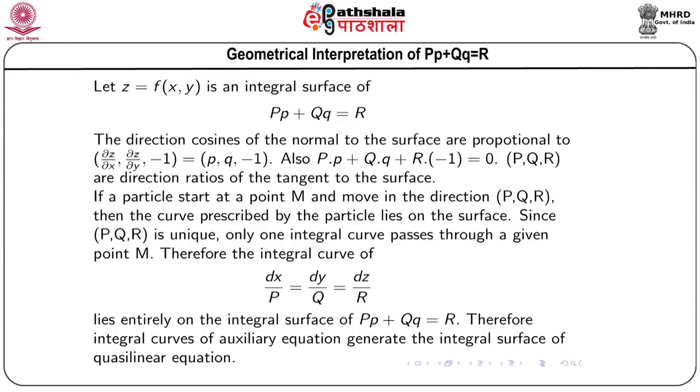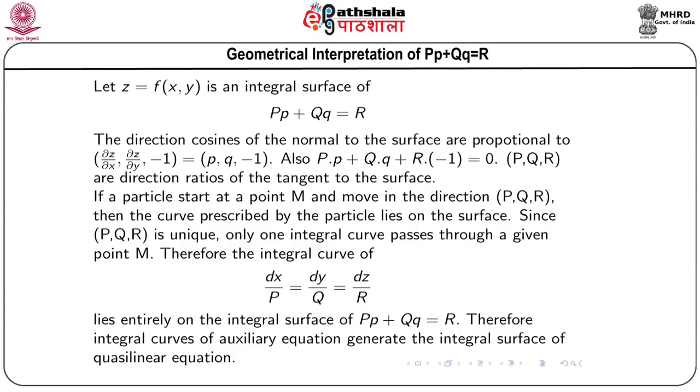Suppose a particle starts from a point capital M and moves in the direction P, Q, R, then the curve prescribed by the particle lies on the surface, and for a given particular point M, the values of P, Q, R are unique. Therefore, through a given fixed point M, there is only one integral curve that passes through that given point.